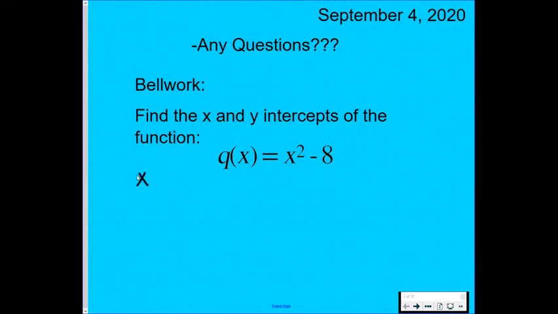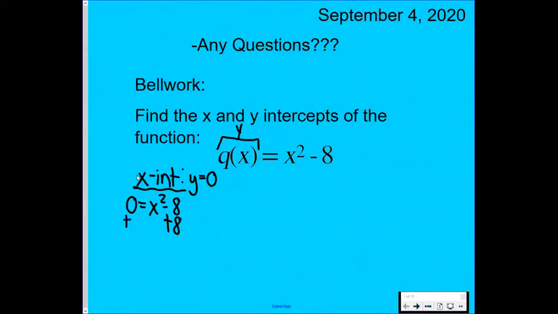It says, find the x and y intercepts of the function. Recall from yesterday, we learned how to find an x-intercept. You set the y equal to 0. Remember, this q of x represents y. It's function notation. That's exactly what I'm going to do. Plug in y is 0 and solve for what x has to be.